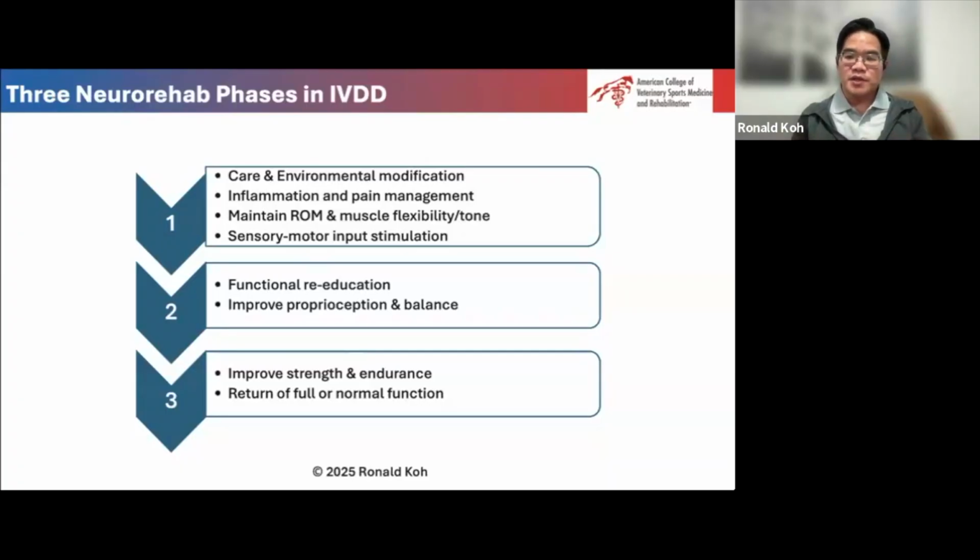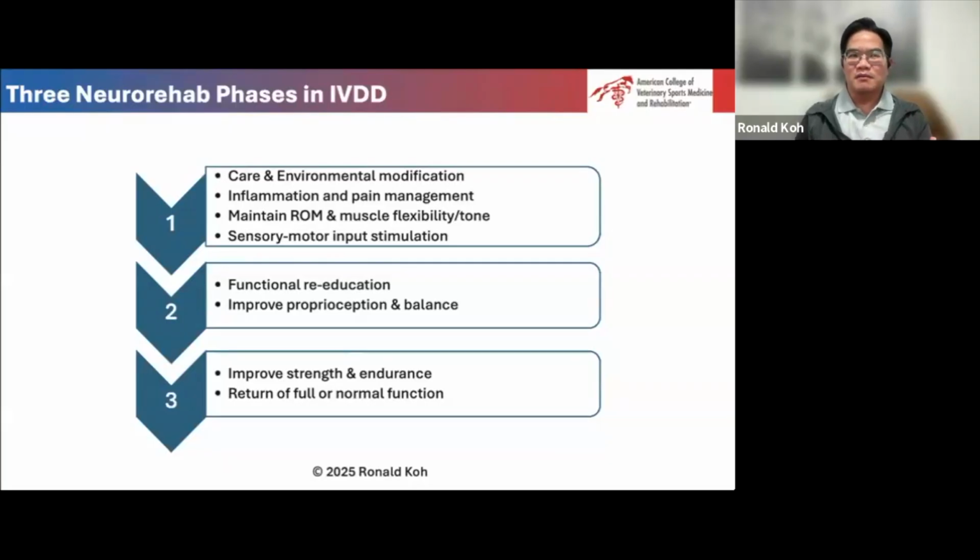Okay. Phase 3, which is the chronic phase: once the patient is able to bear weight, we talk about how we can progress our treatment plan to restore strength and endurance. Ideally, we want to get them back to normal as much as possible. In some cases, yes, we actually can do that, but in some cases, unfortunately, they might still have residual neuro deficits, no matter how long you have been working on them.